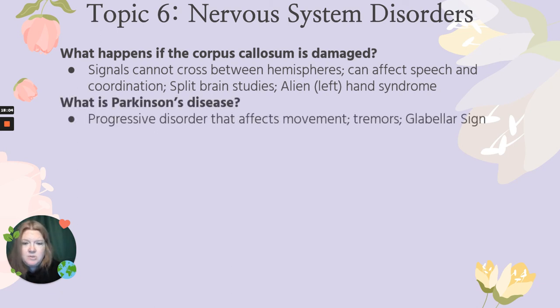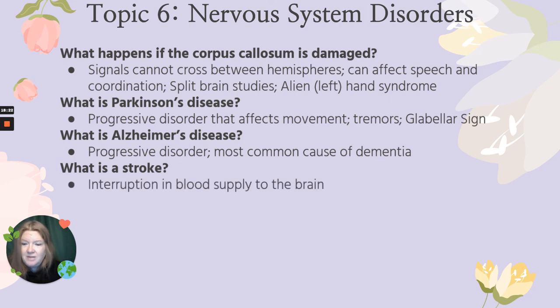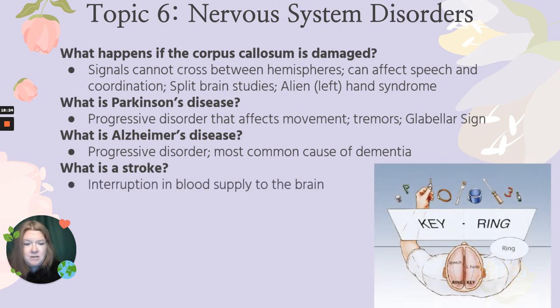What is Parkinson's disease? Well, it's a progressive disorder and it affects movement. So a major sign is tremors, and remember that glabellar, that Myerson sign, the glabellar reflex. What is Alzheimer's disease? It's a progressive disorder. It's the most common cause of dementia. And what is a stroke? That's an interruption in blood supply to the brain.